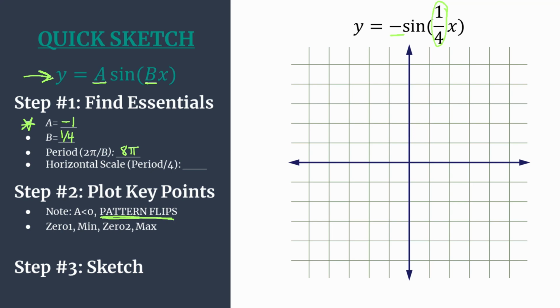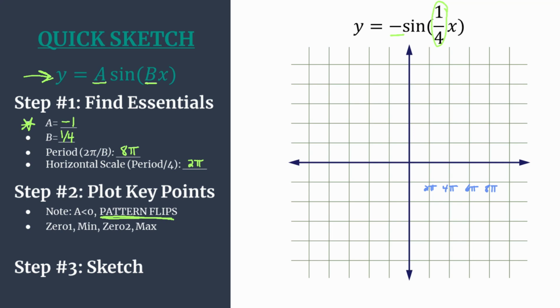Once I get the period, I like to go ahead and divide it by 4. So 8 pi divided by 4 is 2 pi. I use this to label my horizontal scale, and this just ensures that our key points in step 2 will align nicely with the horizontal tick marks. You'll see how that works when we get to step 2. Let's go ahead and label our axes, counting by 2 pi for the horizontal axis. So easy enough, 2 pi, 4 pi, 6 pi, 8 pi.